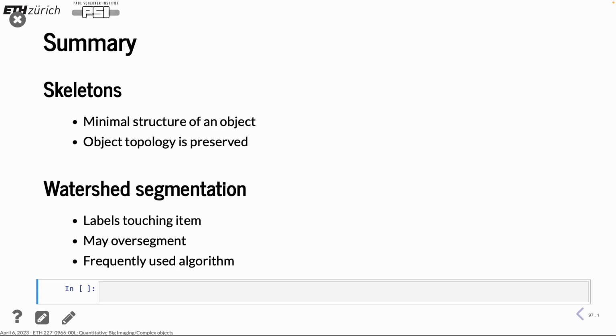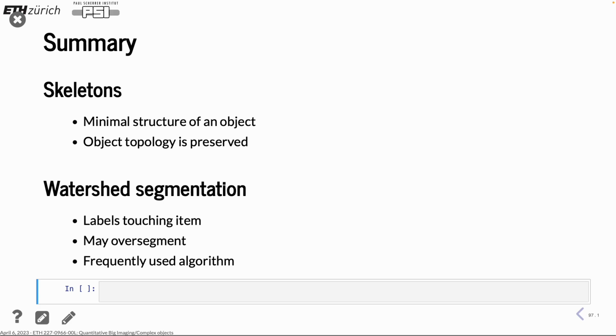And that brings me to the end of today's lecture. So I've talked about how we can use skeletons to analyze the topology of our structures. That is in particular if you have networked structures in your images. And the opposite is actually when you have more compact objects like grains, then you use the watershed segmentation to identify these grains, even if they are touching.